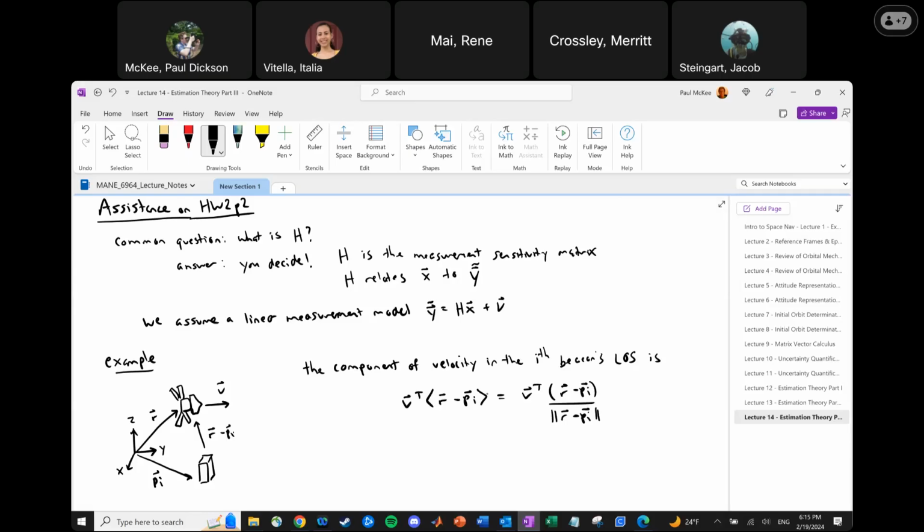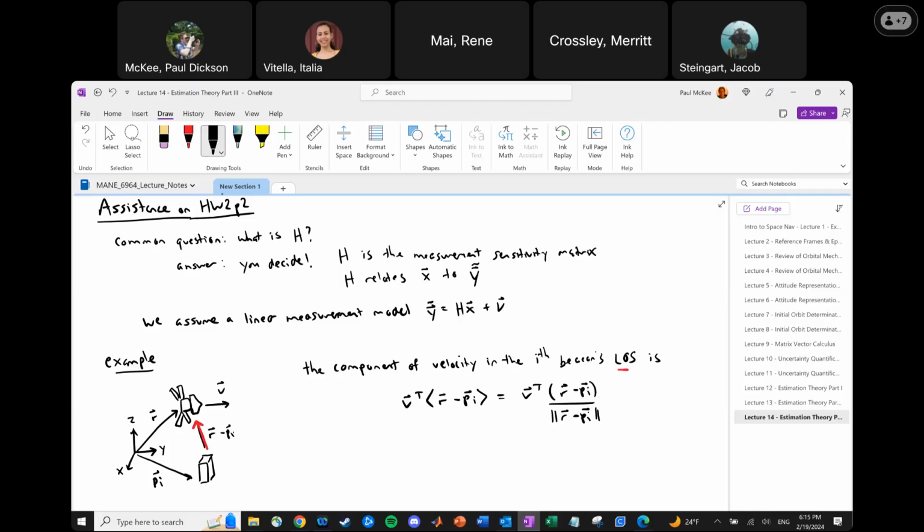So we're saying it's this vector right here. I'm going to make it red here. That's what that is. But it's the line of sight direction, so the magnitude doesn't matter. So we're just saying, okay, this direction, velocity transpose onto that direction, is not exactly what we measure, but it's what we're pointing at with our measurement.